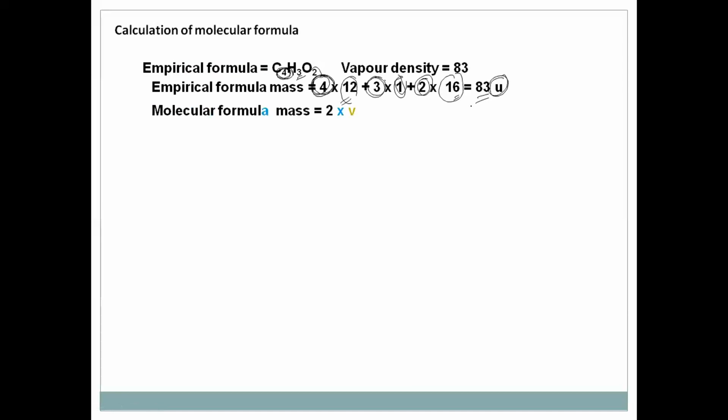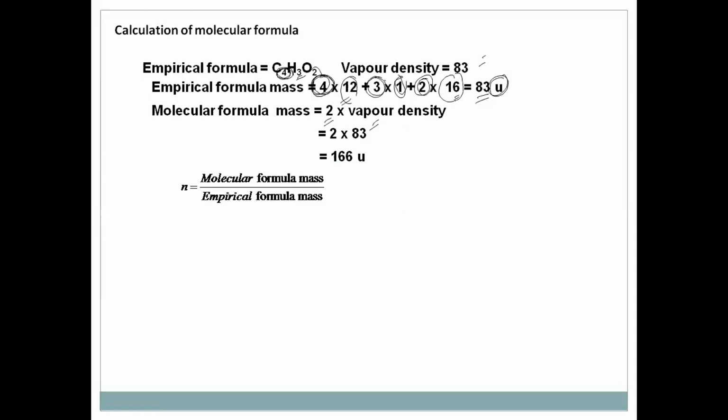Now we will have to calculate the molecular formula mass. The molecular formula mass can be calculated by the formula 2 into vapor density, which is already given in your handout. You can check. Here we substitute the value 2 and 83 is the vapor density which is given in the question. So molecular formula mass comes to be 166 U.